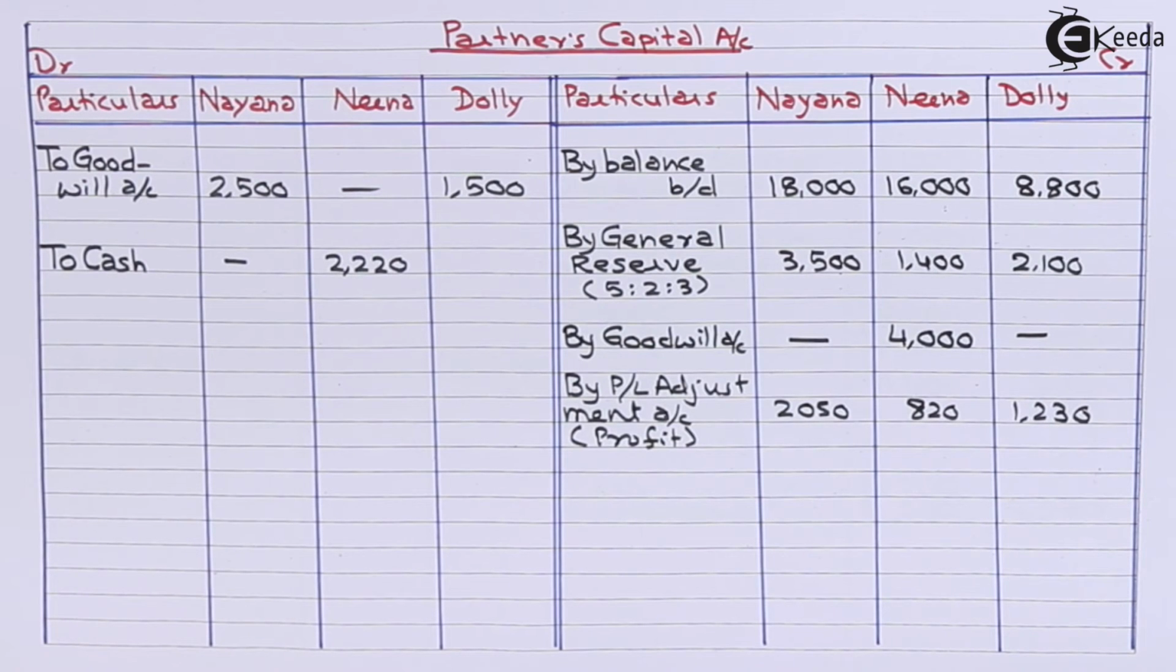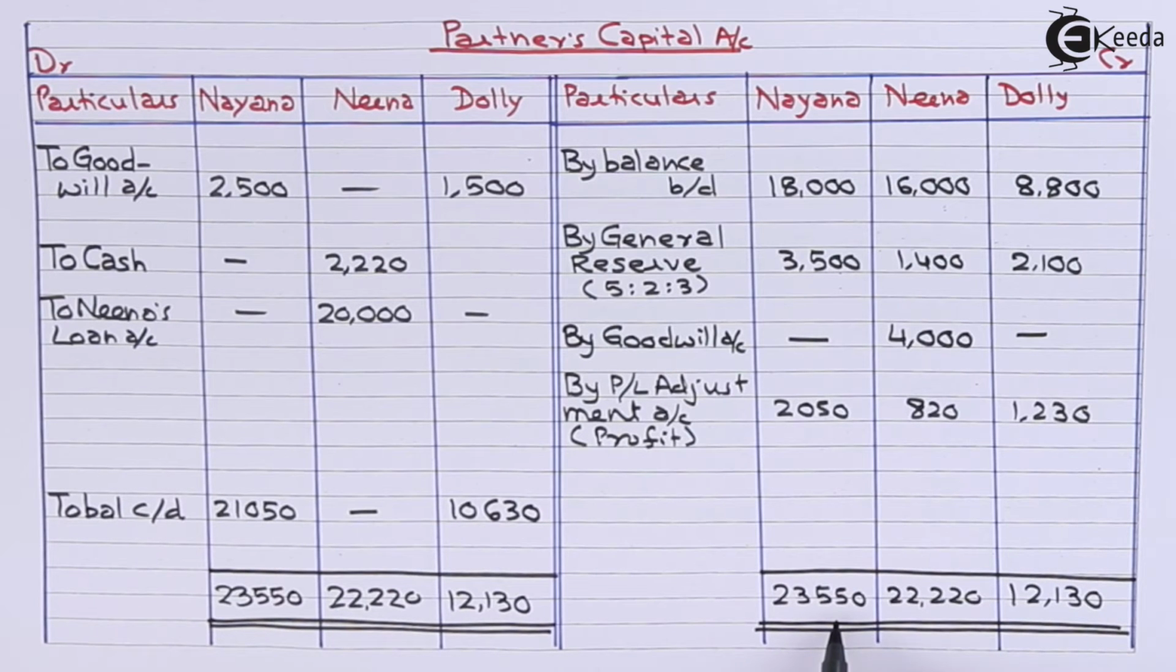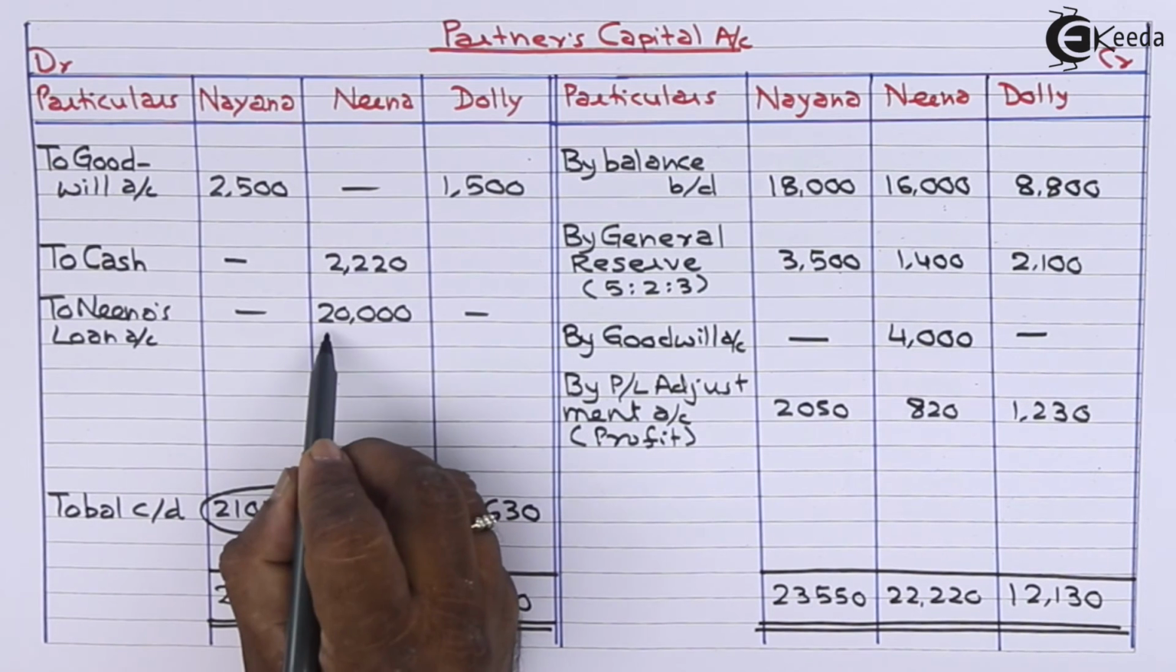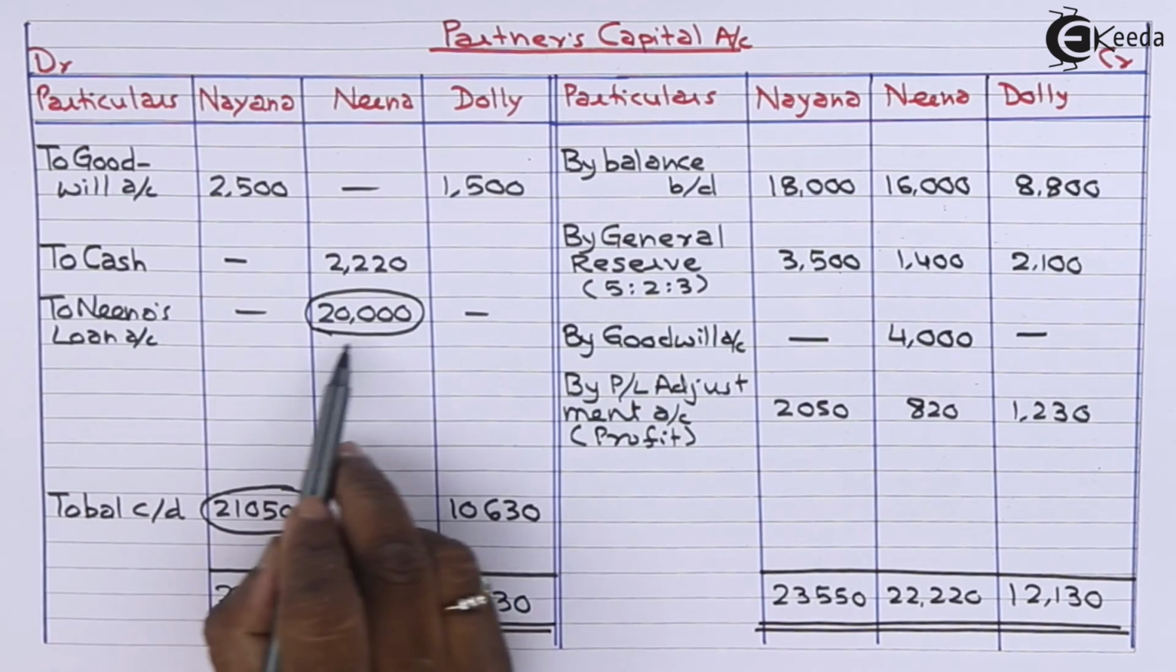Let us now close the partners' capital accounts. Naina's capital account is closed. Total of her credit side is 23,550. We are getting a balancing figure here on the debit side, 21,050. This will be her closing capital. Now it will be transferred to the new balance sheet on the liability side. Nina's capital account total 22,220. On the debit side we are getting the balancing figure 20,000, which will be transferred to her loan account.